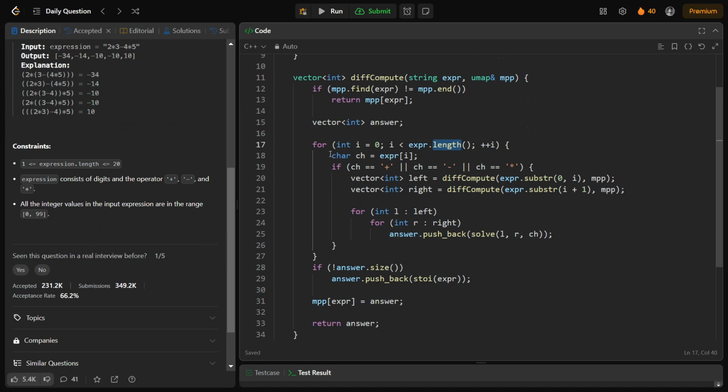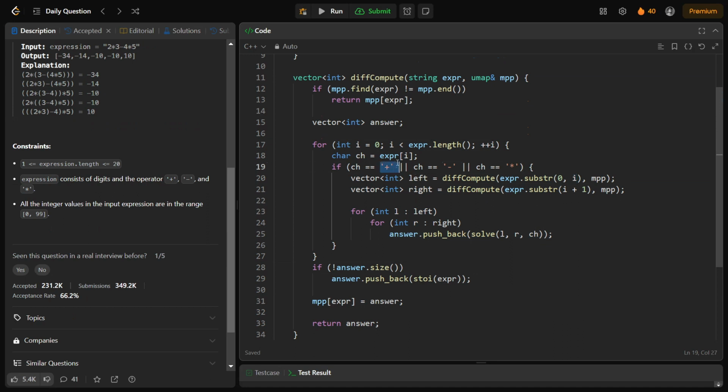Now you first determine which character you are at, and if it is a plus, minus, or multiply, this is the operator ch. So you first solve the left subpart, and then you solve the right. You assume that this function gives you the results. So you pass the substring from 0 to i minus 1, where the last number is non-inclusive. You solve for this expression assuming the operation is correct, you solve for the left part and you solve for the right part. So you have all the possible solutions.